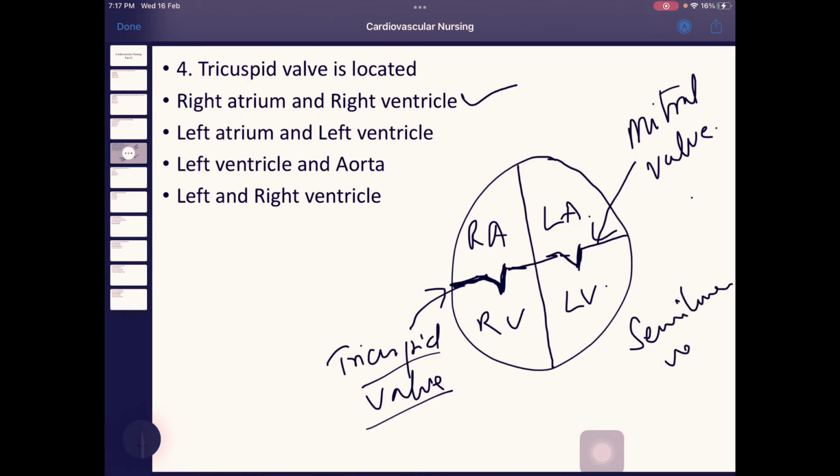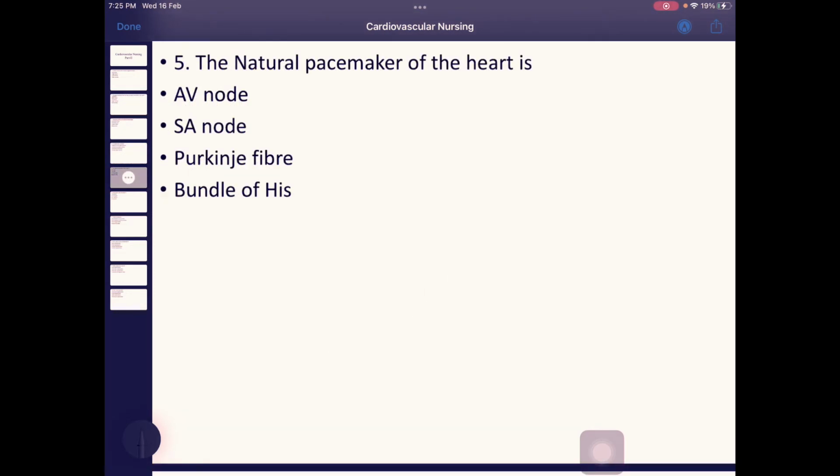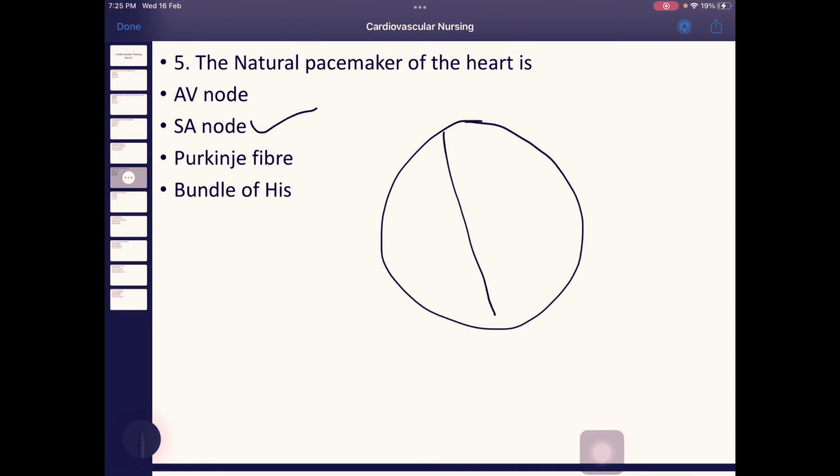The question number 5, the natural pacemaker of the heart is first option AV node, second option SA node, third option Purkinje fiber, and fourth option bundle of His. So the correct answer to this question is SA node. I'll draw the heart again. Heart is composed of 4 chambers: right atrium, left atrium, right ventricle, left ventricle.